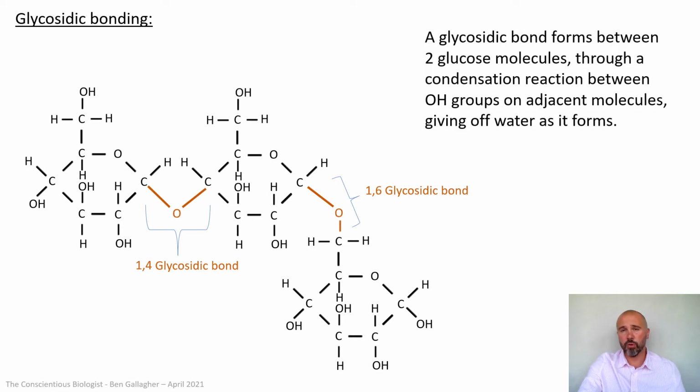So a glycosidic bond forms between two glucose molecules through a condensation reaction between OH groups on adjacent molecules, giving off water as it forms. That's your perfect description of a glycosidic bond formation, including the keywords, but make sure you can recognize them and make sure you know the difference between the two bond types.